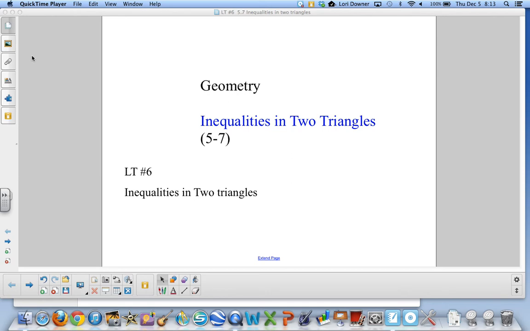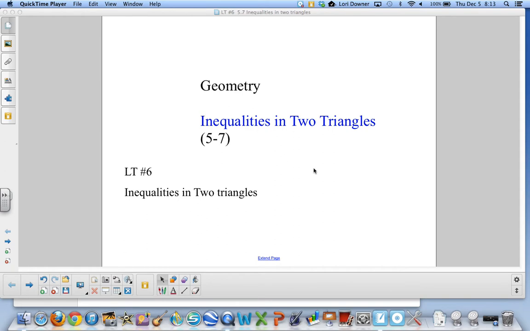Learning target number 6, Unit 5, Inequalities in Two Triangles.